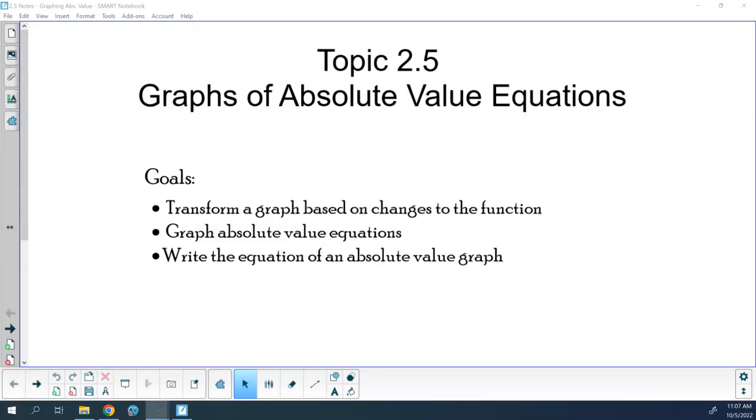Today we're going to be talking about graphing absolute value. Now, it's very similar to graphing lines, which is what we did last week, but just a little different because the shape's not the same. Okay?